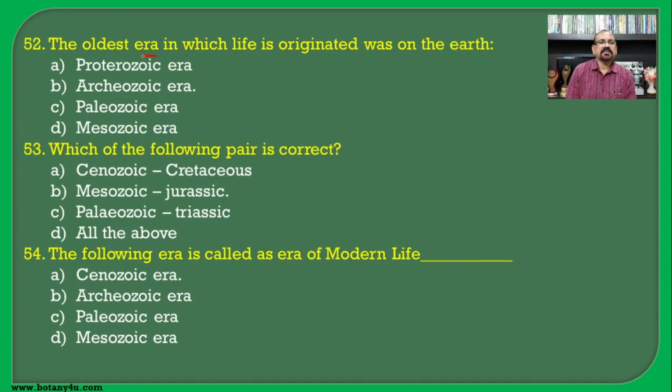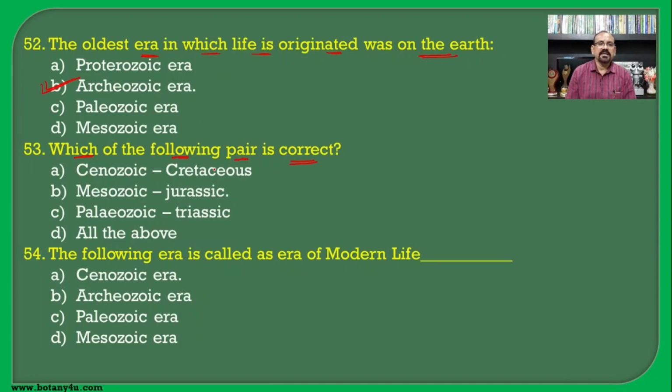The oldest era in which life originated on the earth: if you see the origin of life, then it is the Archaeozoic era, in which prokaryotic organisms evolved. Then, which of the following pairs is correct?